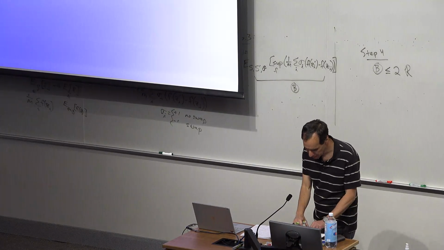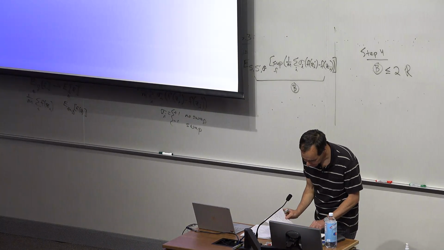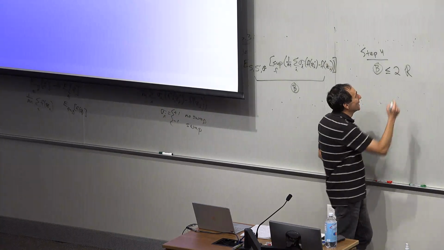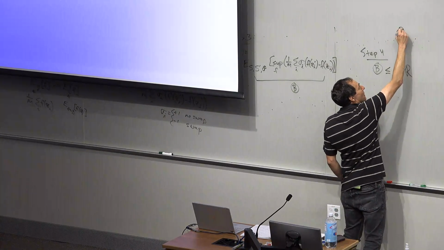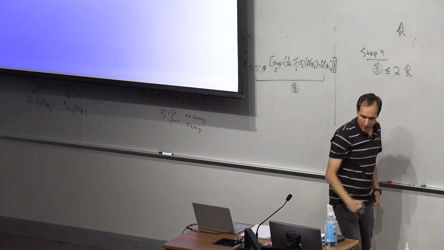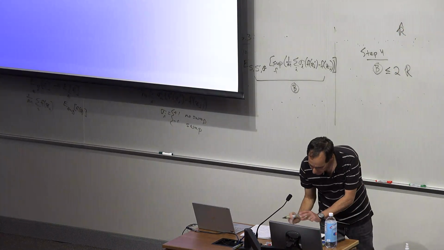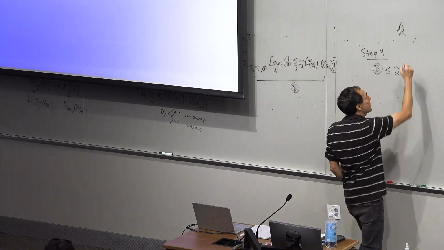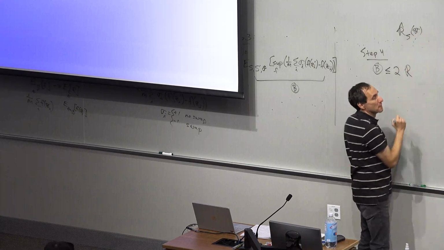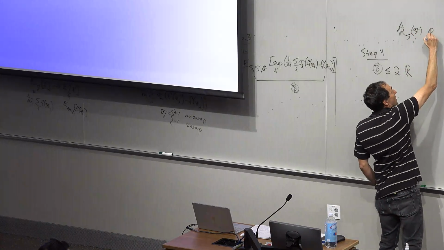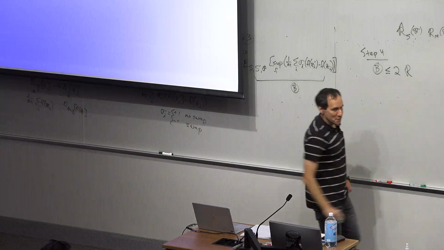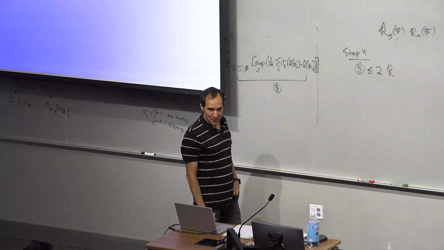Okay, I messed up the notation. I'm sorry. Sorry, I messed up the notation. So it's supposed to be R hat sub S of F and R sub M of F. I mixed up what's the argument and what's the subscript.